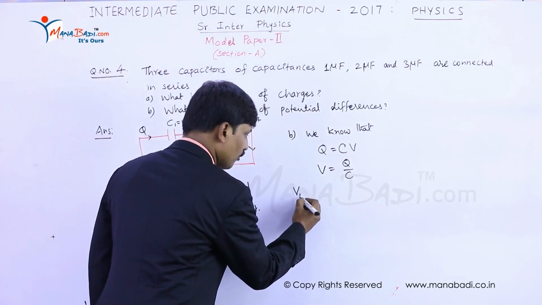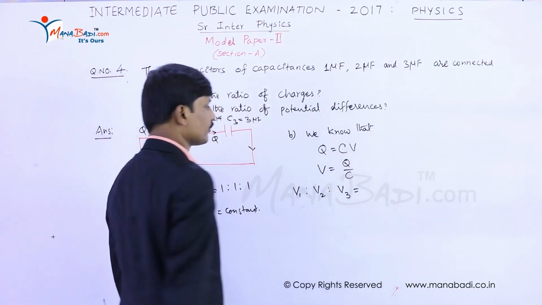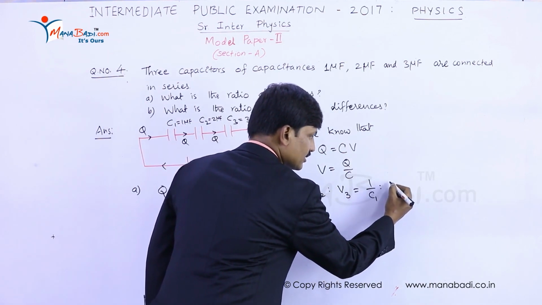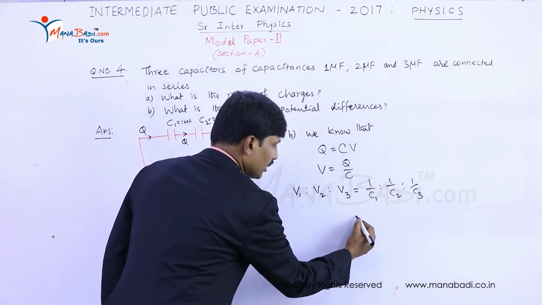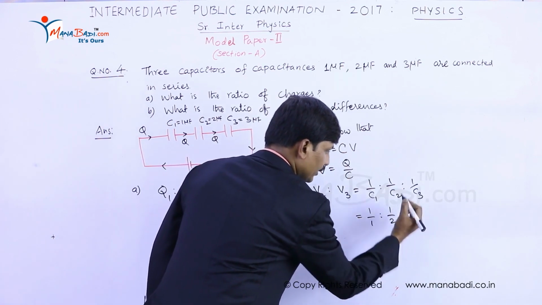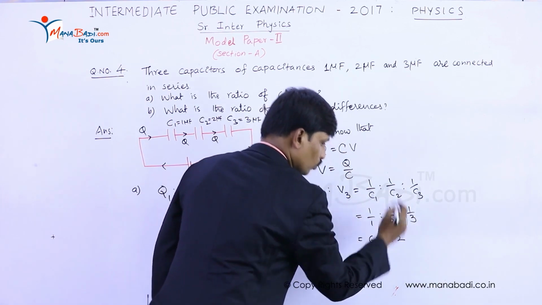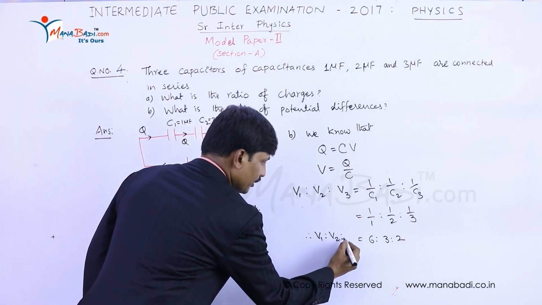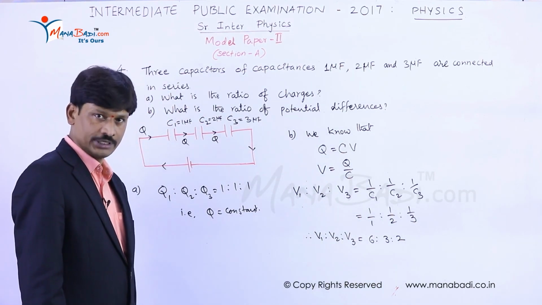Therefore, the ratio of potential differences on each capacitor is the reciprocal of their capacitances. This is nothing but 1/1 : 1/2 : 1/3. This is nothing but 6 : 3 : 2. Therefore, the ratio of the potential V1 : V2 : V3 equals 6 : 3 : 2.